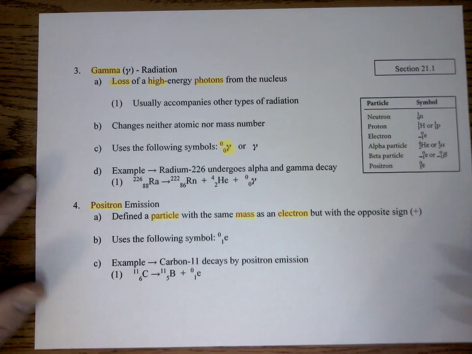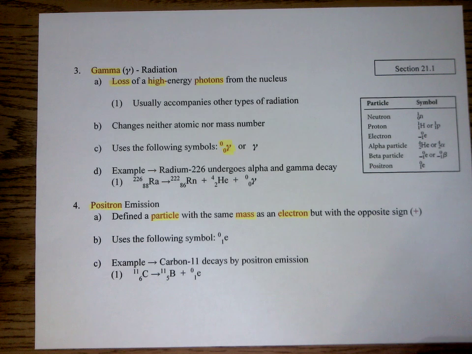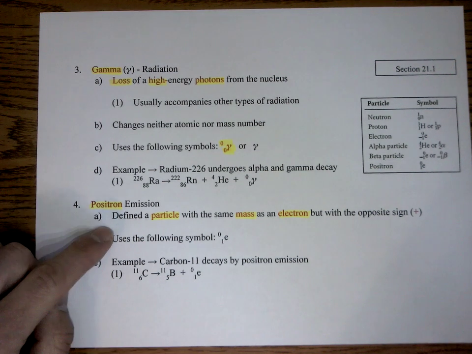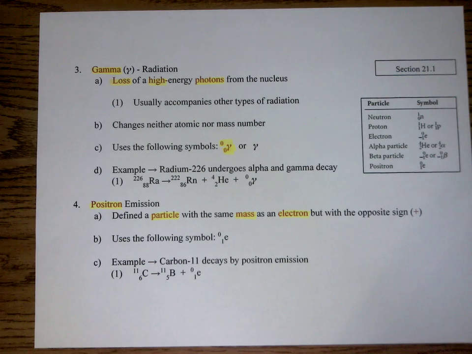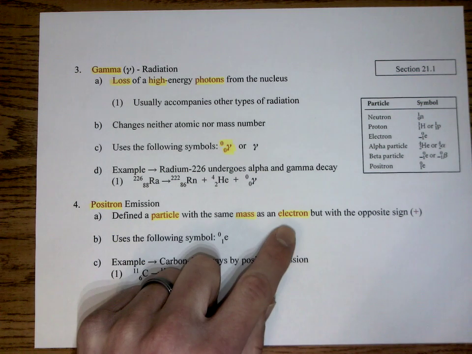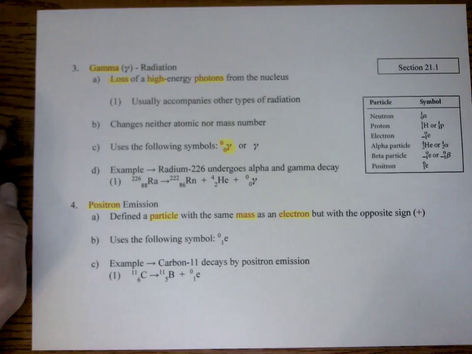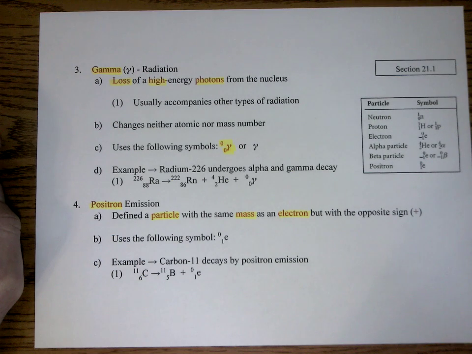All right, so positron. This is going to be defined as a particle with the same mass as an electron, but the opposite sign. Again, I'm not going to write this down. You're not losing an electron out of the nucleus. You're losing a piece of energy that has the same mass as an electron, but instead it is positive. Okay?